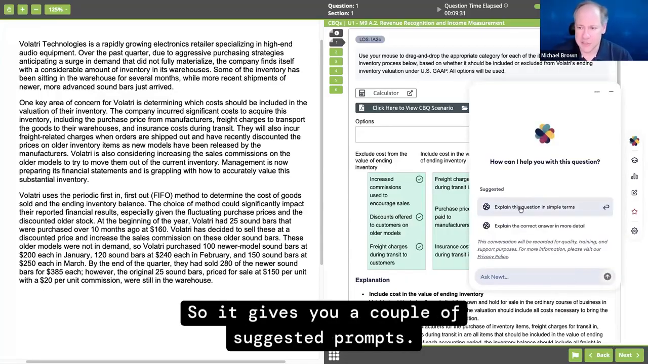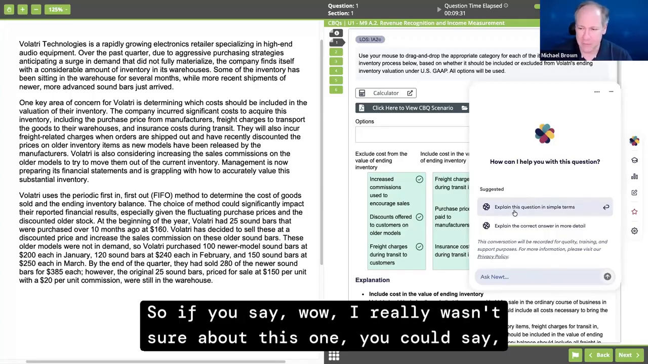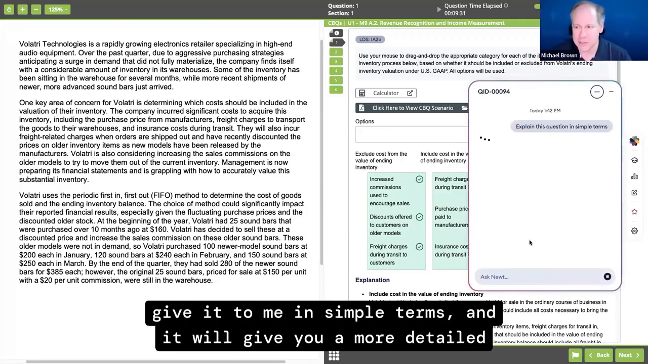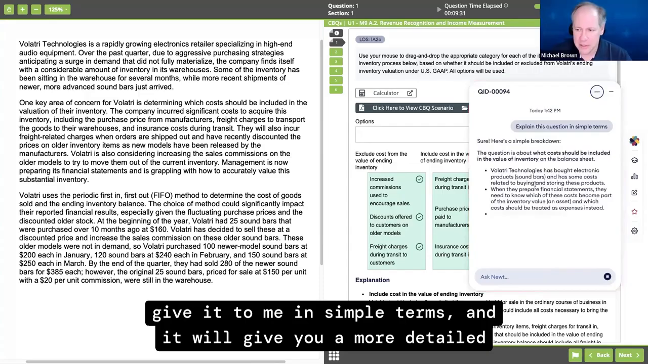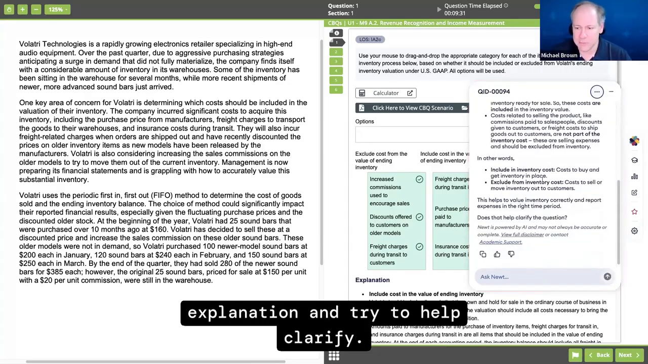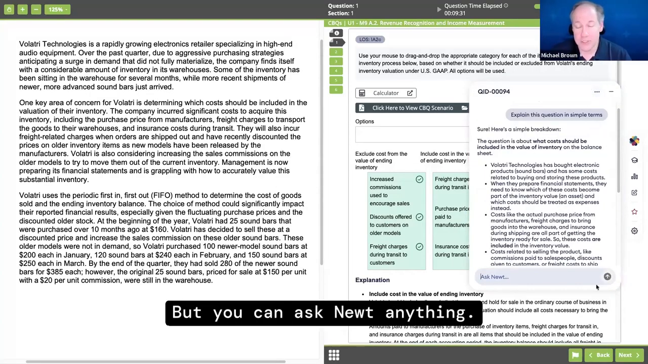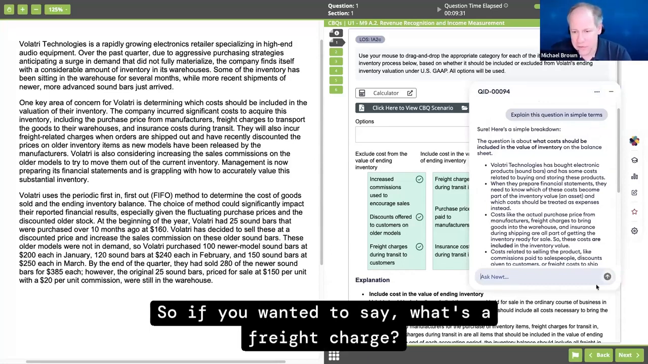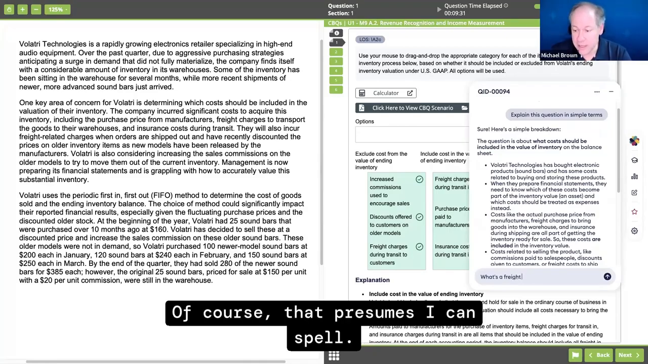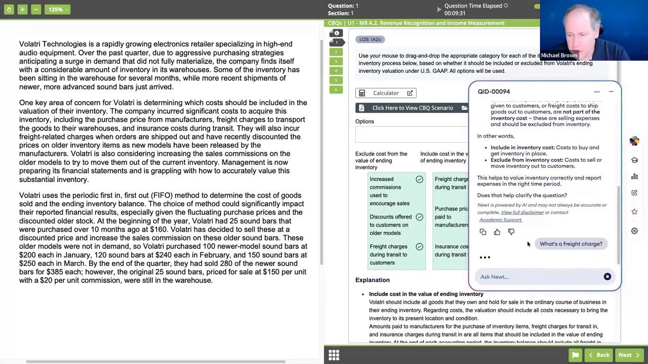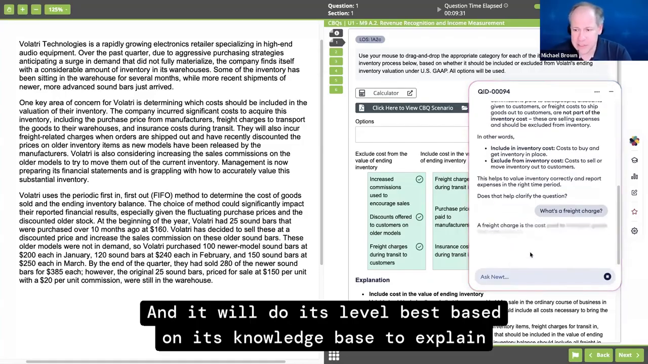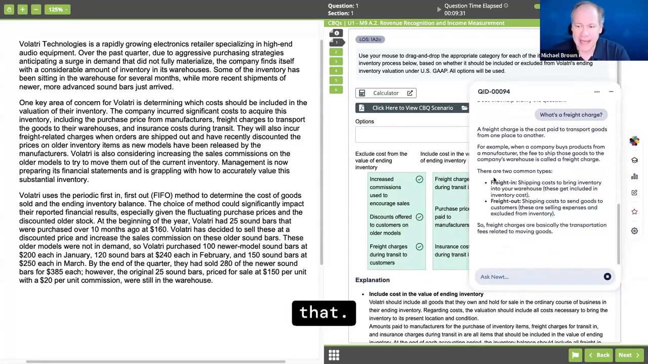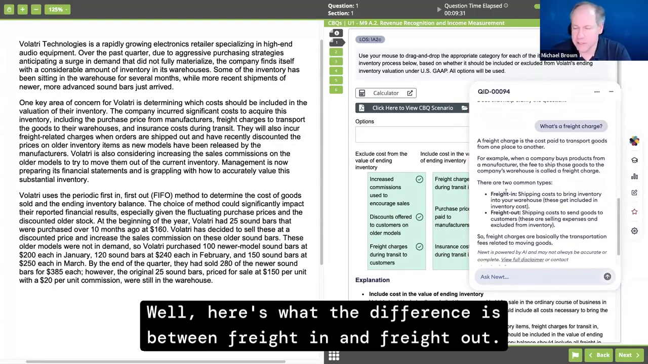So it gives you a couple of suggested prompts. So if you say, wow, I really wasn't sure about this one, you could say, give it to me in simple terms. And it will give you a more detailed explanation and try to help clarify. But you can ask Newt anything. So if you wanted to say, what's a freight charge? Of course, that presumes I can spell. And it will do its level best based on its knowledge base to explain that. And here it even goes into explaining, well, here's what the difference is between freight in and freight out.